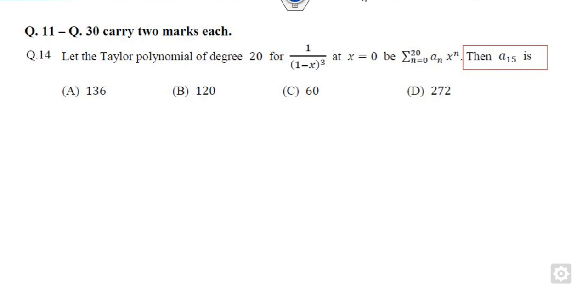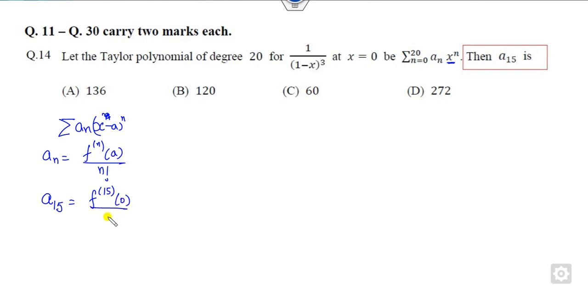Look at another one. So how do you find the a_n x^n? This is the Taylor series and you have to find a15. We all know that in the Taylor series, you can write this as the nth derivative at the point a divided by n factorial, times x minus a to the power n. So what is a in this case? It is 0. So it means a15 is nothing but the 15th derivative at point 0 upon 15 factorial.